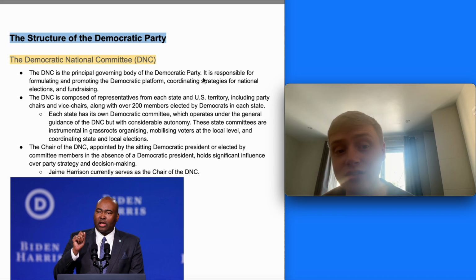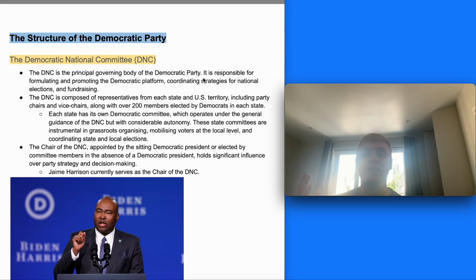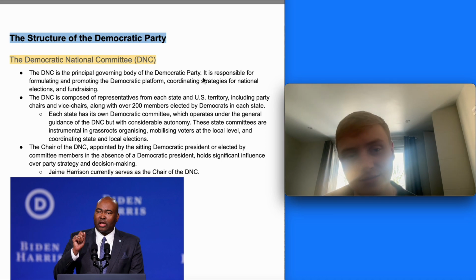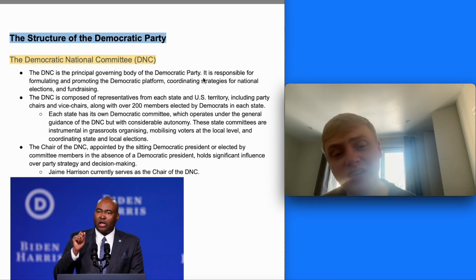Each state has its own Democratic Committee, which operates under the general guidance of the DNC, but with considerable autonomy. And these state committees are instrumental in grassroots organising, mobilising voters at the local level, and coordinating state and local elections. Effectively, the DNC brings together key figures from each of these states. The chair of the DNC, appointed by the sitting Democratic president or elected by committee members in the absence of a Democratic president, holds significant influence over party strategy and decision making, and Jamie Harrison currently serves as the chair of the DNC.